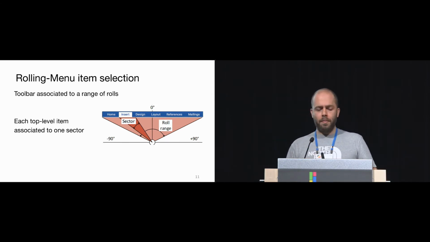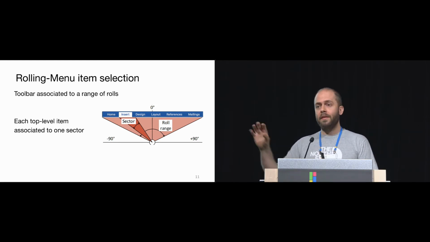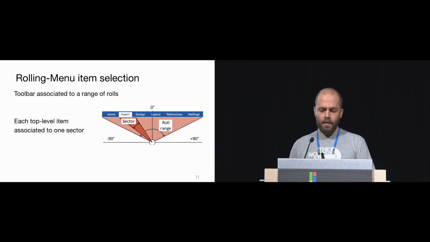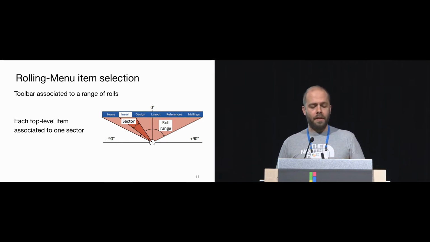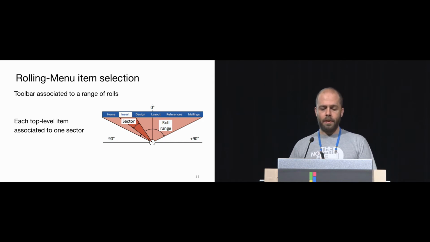So then the general principle to use these roll parameters to select an item on the toolbar is that once the quasi-mode or the menu is activated, the application pointer is frozen, the mouse pointer is frozen. So it stays in the area of interest. And then the toolbar is associated to a range of possible rolls. And this range is divided into sectors so that each top-level item is associated to one distinct sector. And to select an item, the user rolls the Roly-Poly mouse in the direction of the corresponding sector.